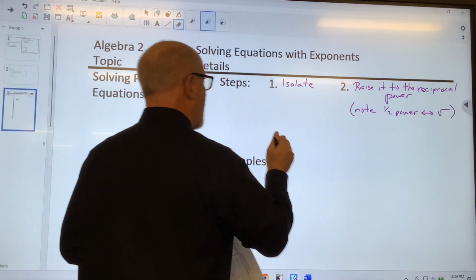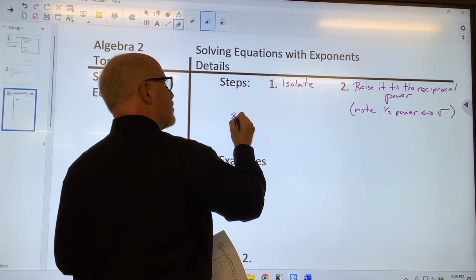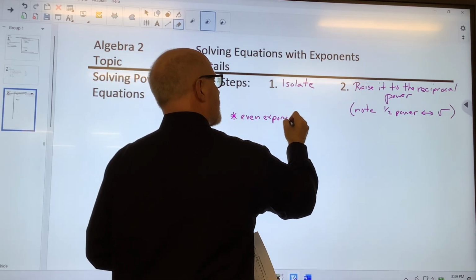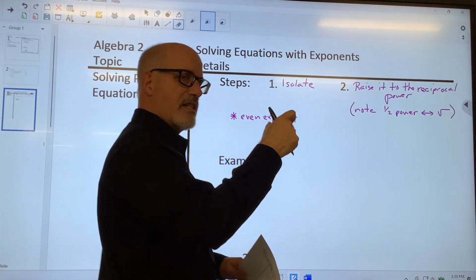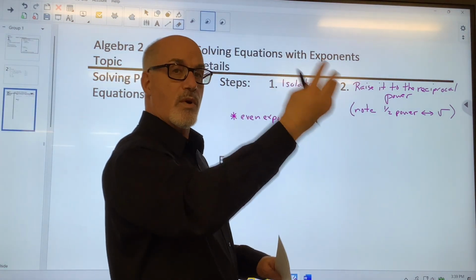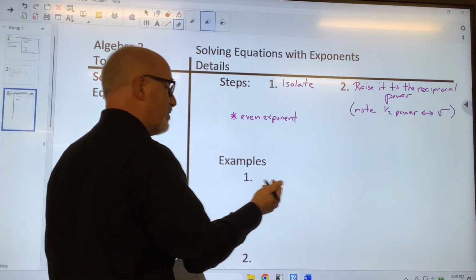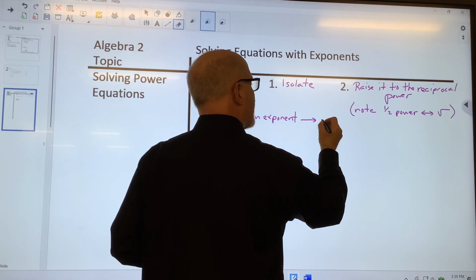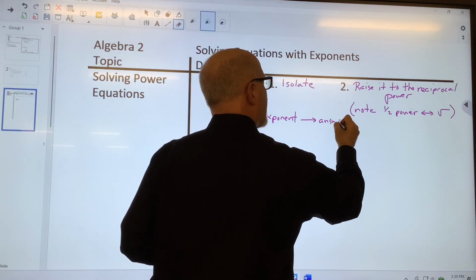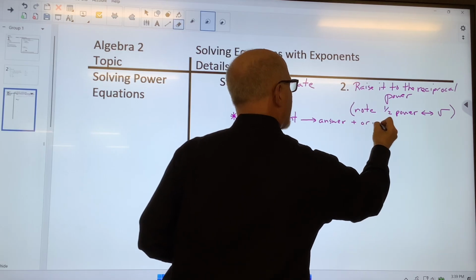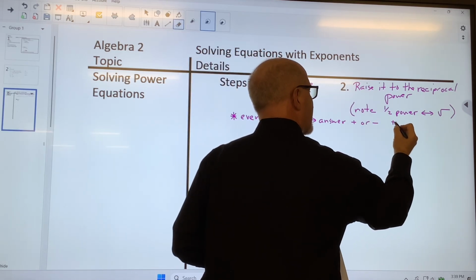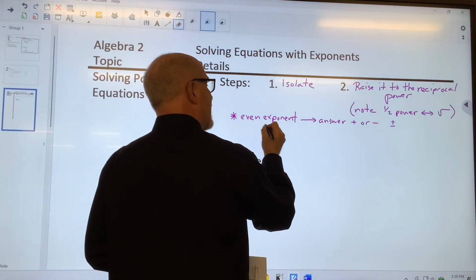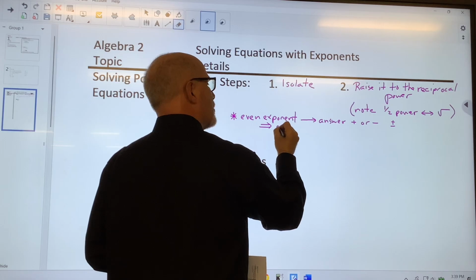Now, just a couple notes that we need to keep in mind. If we are doing a problem with an even exponent, we'll put it, say, to the 1/2 power, or the 1/4, or the 1/6, because it's an even exponent that we have. The answer will have a plus or minus, and how we write that is like this, with a plus and a minus underneath it. Now that's because even exponents produce absolute value.